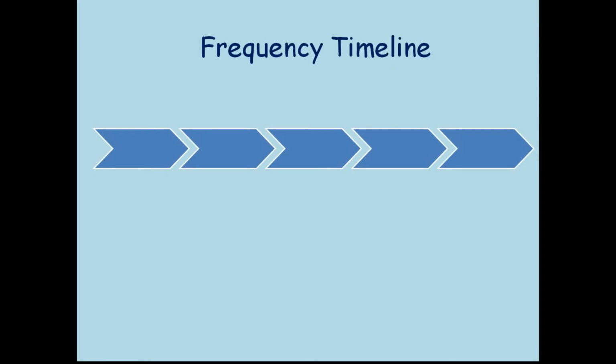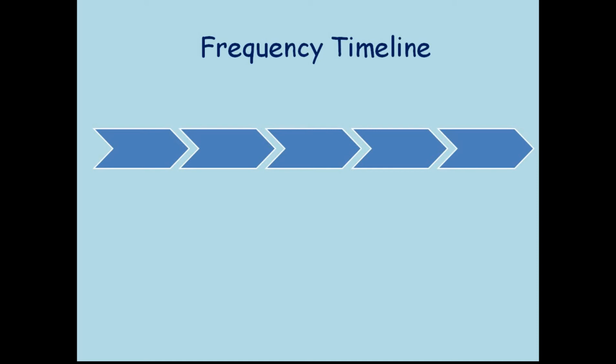Okay, so you should all be in your cuadernos de gramática, in your grammar exercise books. You should have written today's date and the title frequency timeline. So you can either draw the chevrons that I've drawn, or you can just do a line across your page. So we'll be increasing in frequency with expressions going from left to right on the screen.